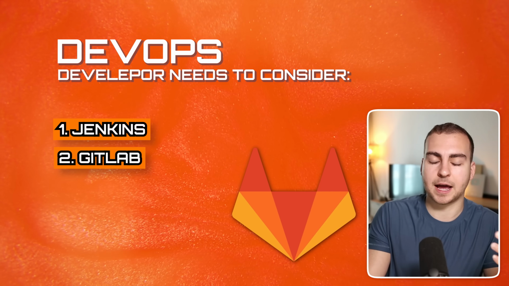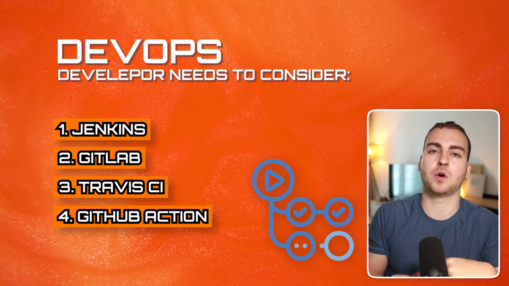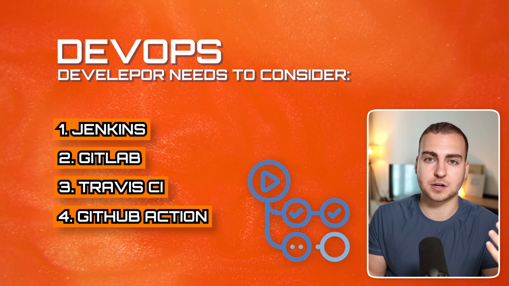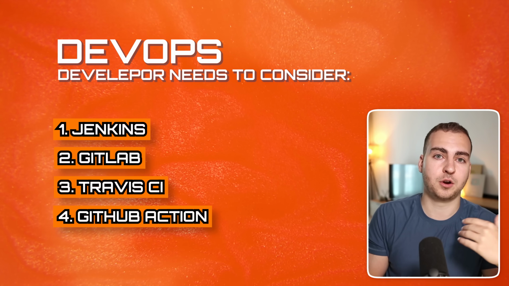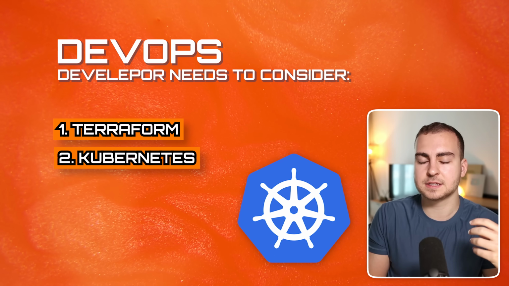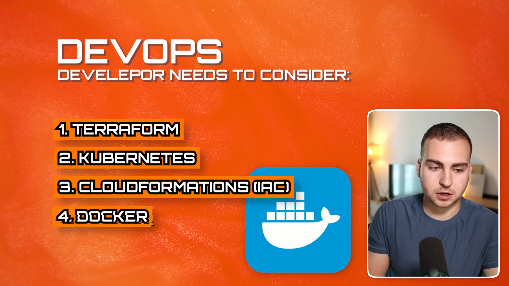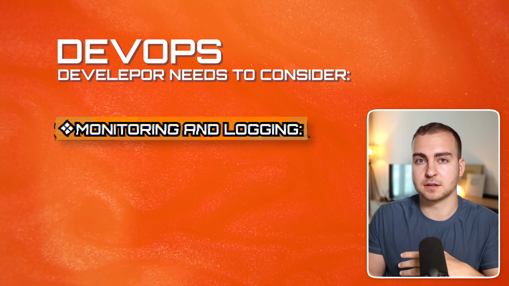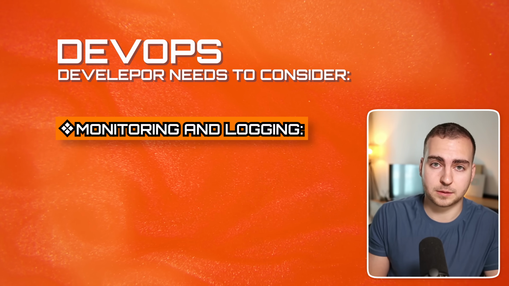Now, in terms of technologies, you will want to know some basic programming. You will want to be familiar with development, but you're also going to want to know some of the following. So maybe Jenkins, GitLab, Travis CI, GitHub Actions, all these things for doing continuous integration and continuous deployment. You're going to want to know about Terraform, Kubernetes, CloudFormations, Docker. You're also going to want to do monitoring and logging. So maybe you're familiar with tools like Prometheus.